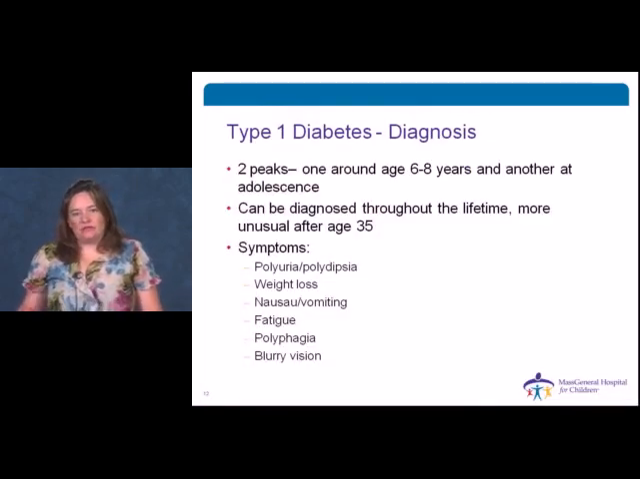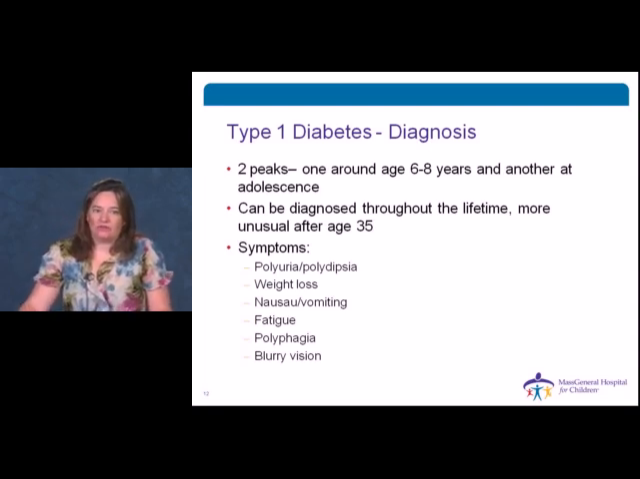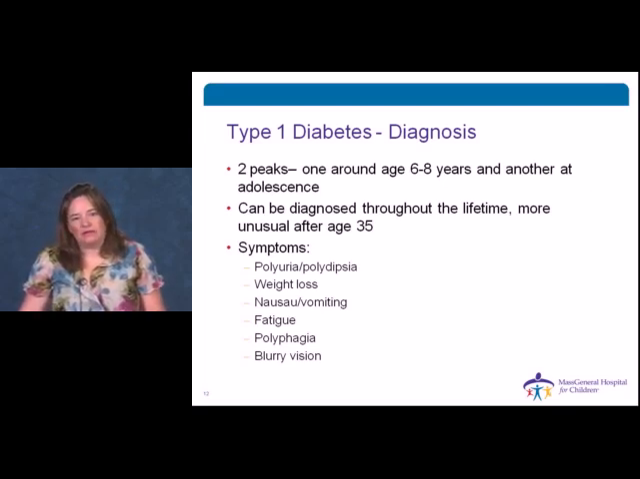So, back to diagnosis in the clinic. There are 2 peaks of age, one around age 6 to 8 and another at adolescence. But it can really be diagnosed throughout the lifetime, even in late decades, though it is definitely more unusual after age 35. The symptoms, and again, this is not exhaustive, but typically what you'll see are polyuria, polydipsia, weight loss, nausea, vomiting, potentially fatigue, polyphagia, and blurry vision.